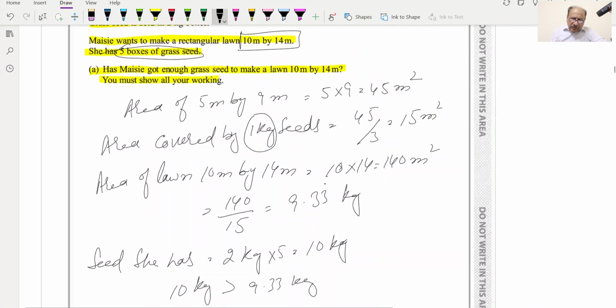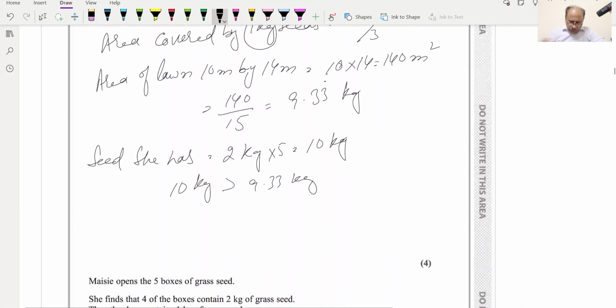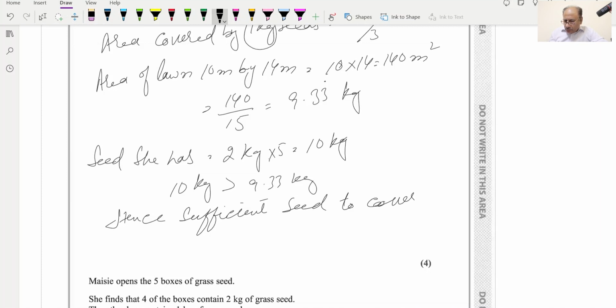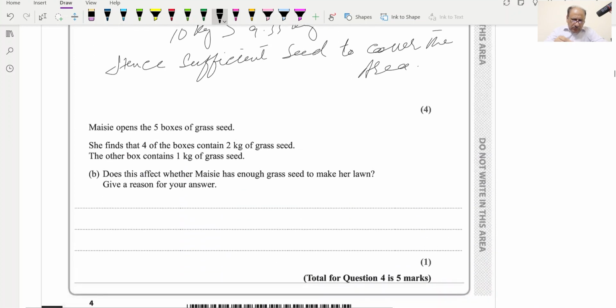They are asking, is it sufficient, does she have enough grass seed? So we will write, hence sufficient seeds to cover the area. So this is done. Now the same question, B part.